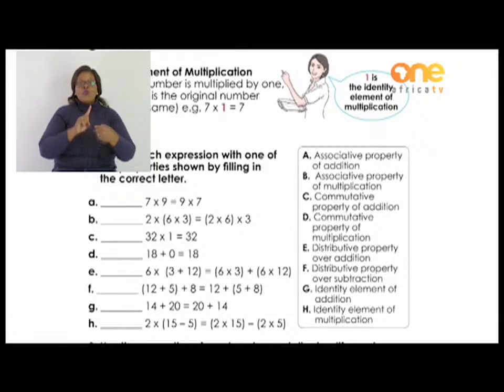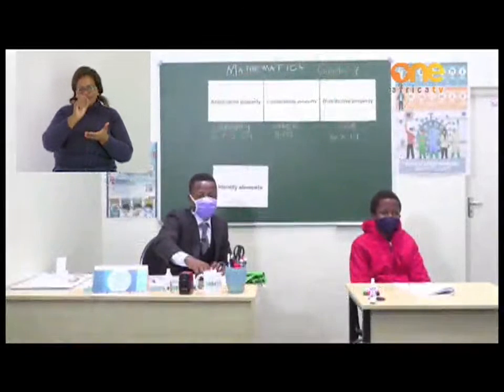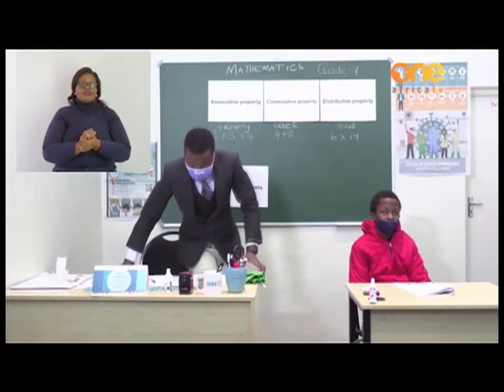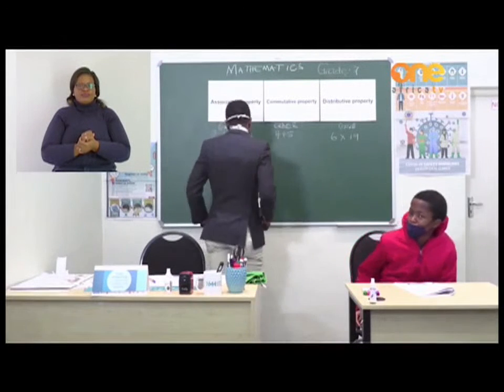How? If you multiply 1 by a number, you get that number. And remember about the identity element of addition, which is 0. For multiplication, it's 1. Now, I need to go to the chalkboard to explain further in a practical way what I have just read on the booklet.